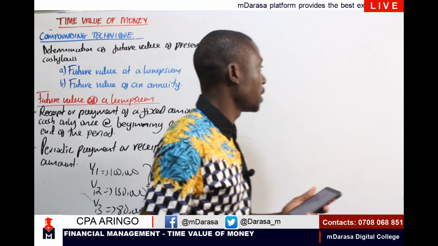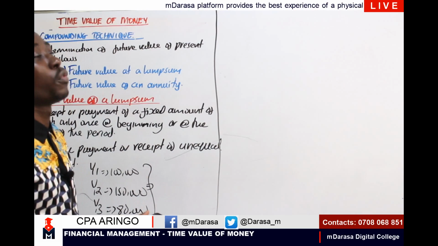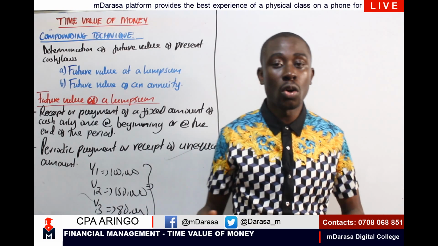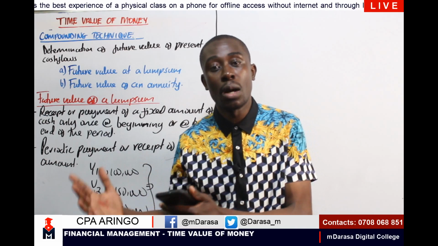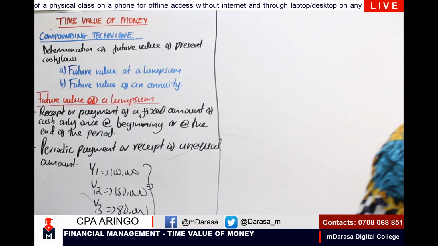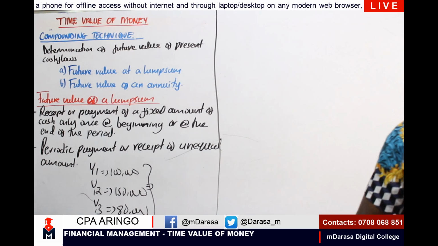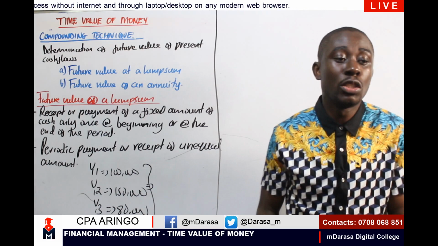Now, this is the most important area. How will we determine the future value of a lump sum? Take a good example. Recall what you did back then, either in high school or at your basic level of mathematics. They talk about determining the amount, where we are talking about the simple compounding formula that you did at your basic level.